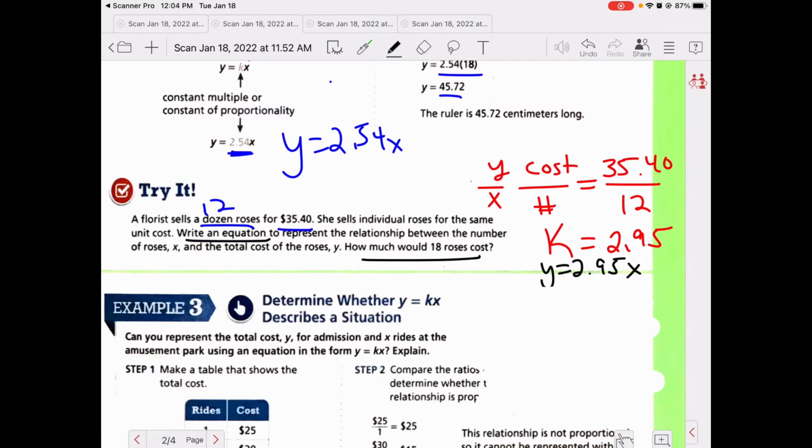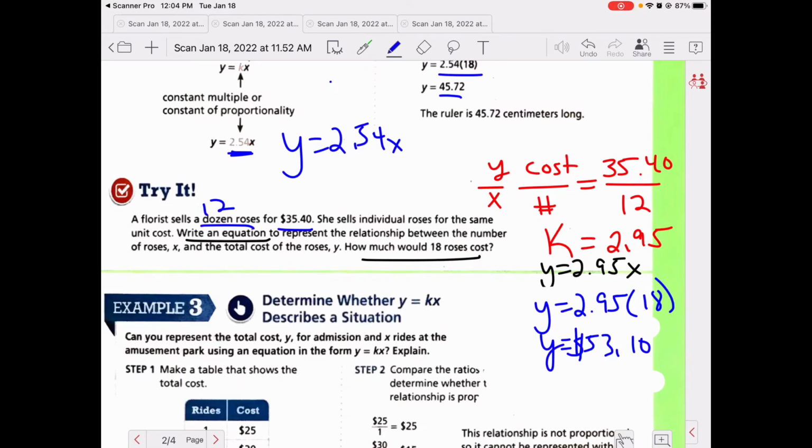Now how much do 18 roses cost? Well, I'm going to plug 18 into my equation. So I'd have y equals 2.95 times 18. And like I said, some of you will be able to piece this together and be like, okay, Miss Oz, I knew that I needed to find what one rose costs, so I did 35.4 divided by 12. Now I have 18, I multiply that by 18. That's fabulous, right? And I applaud you if you can do that. But again, this is so that if you get to a problem and you're not sure how to do it, you can use these skills to help you. Okay? So if I do 2.95 times 18, I get $53.10 for 18 roses.